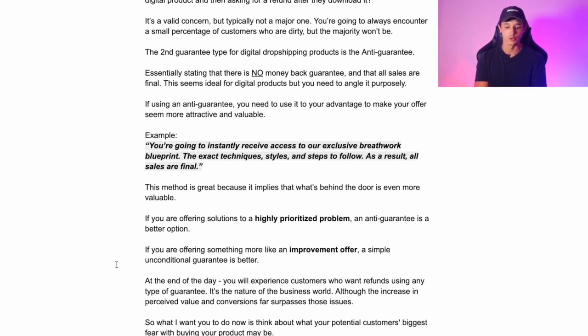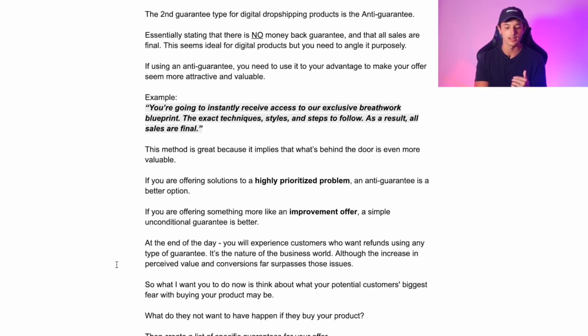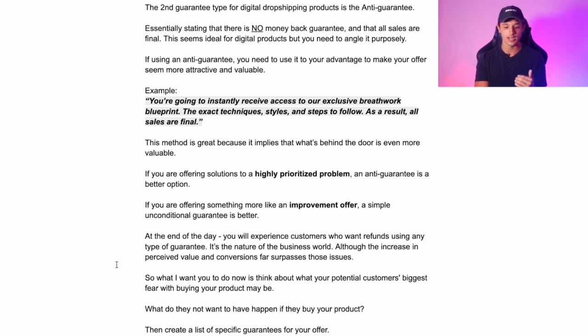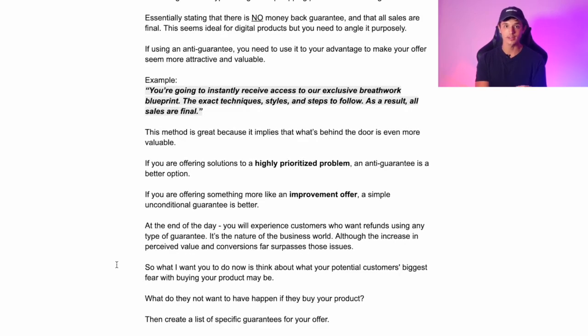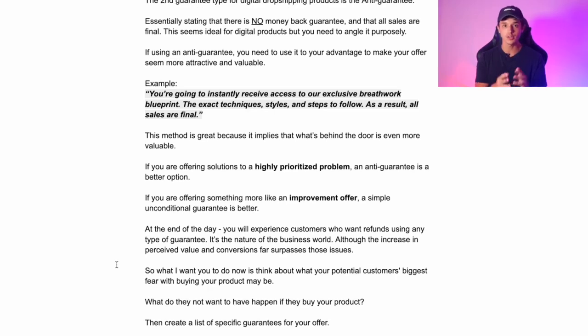So what I want you to do now is think about, what are your potential customers' biggest fear with buying your product? Why wouldn't they buy it? And what do they not want to happen when they buy your product? Then I want you to create a list of specific guarantees for your offer. Once you have that list, rank them from best to worst, from riskiest to not riskiest, and then choose one that has the least amount of risk with the highest amount of value to your customer. So now you have a strong proposition and another reason for potential customers to go and buy your products.